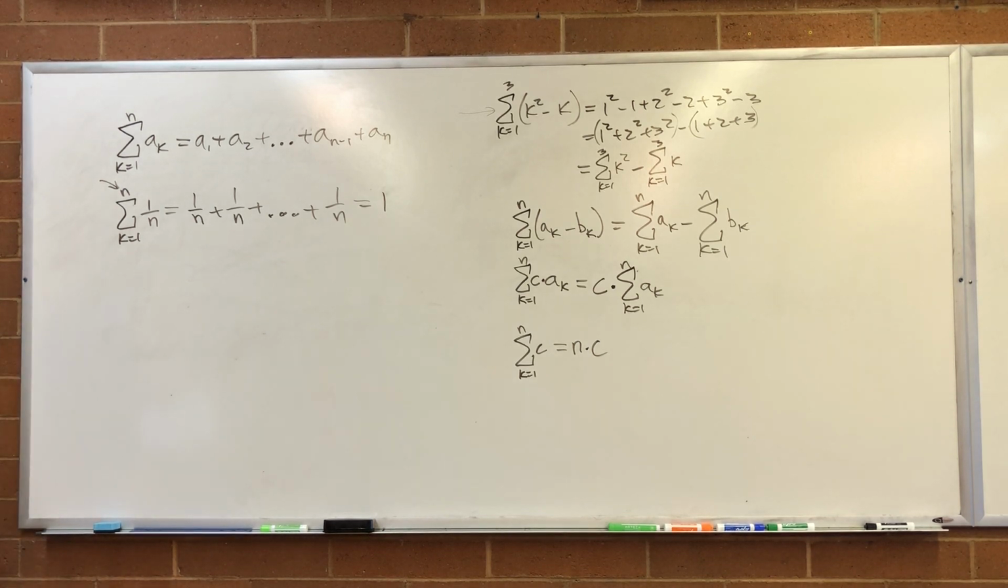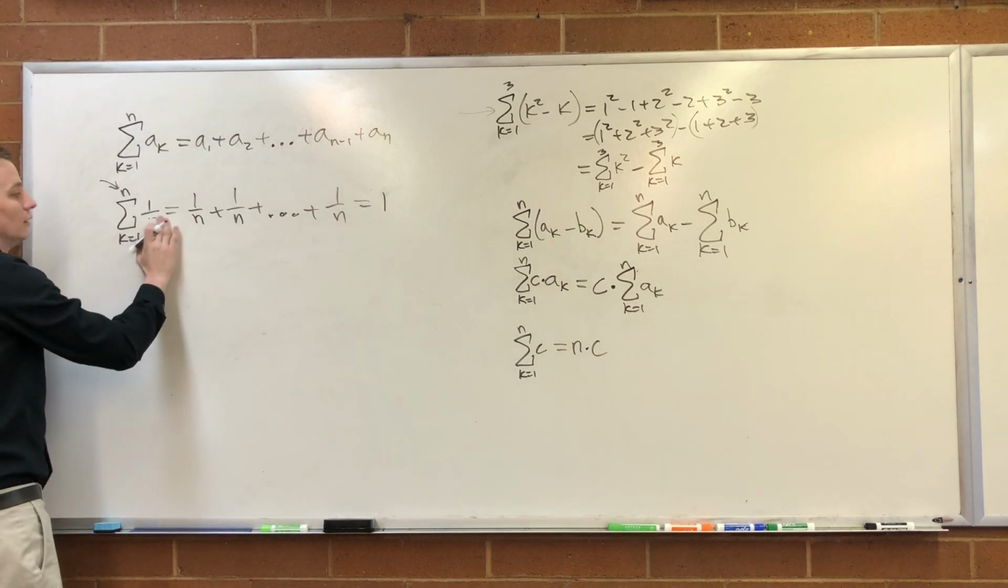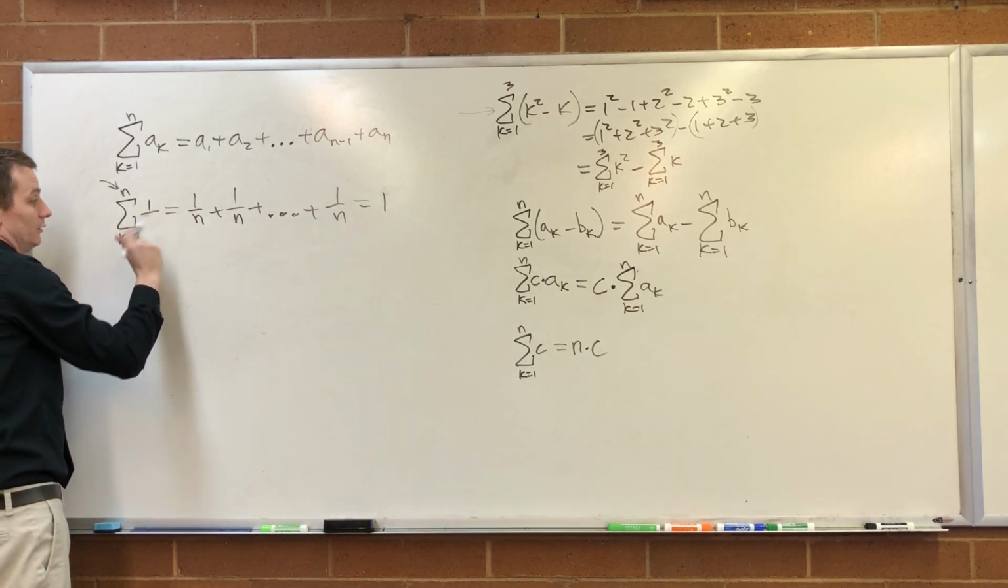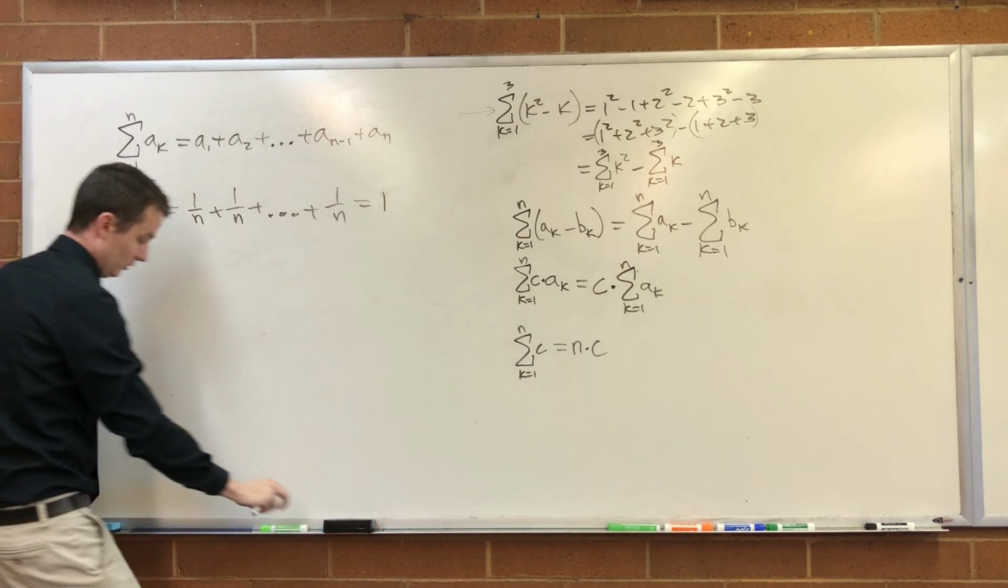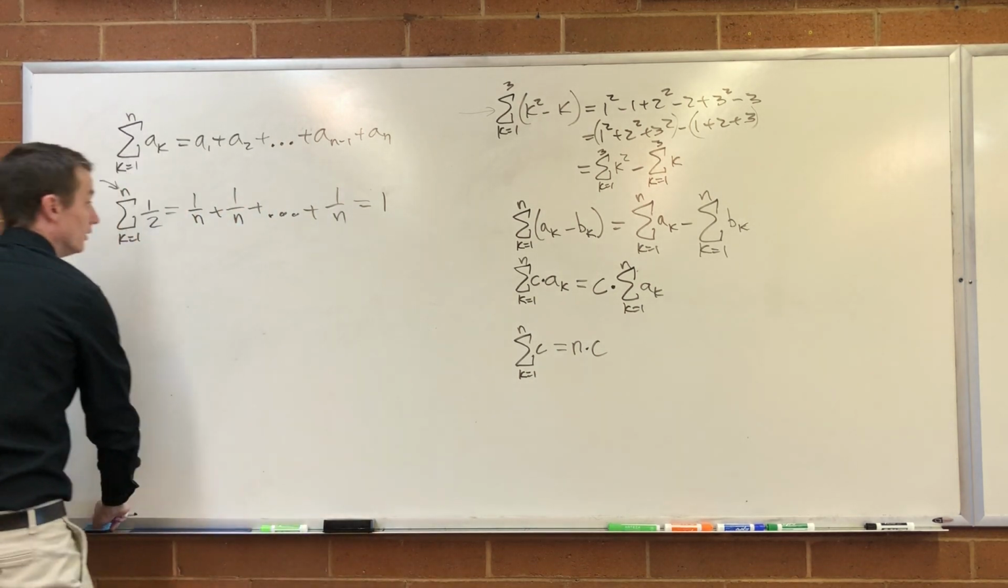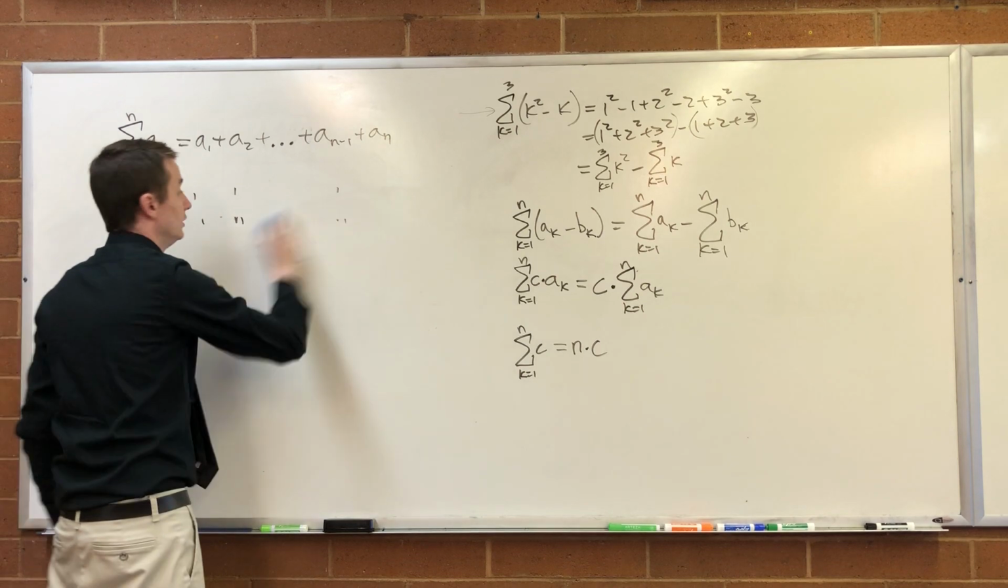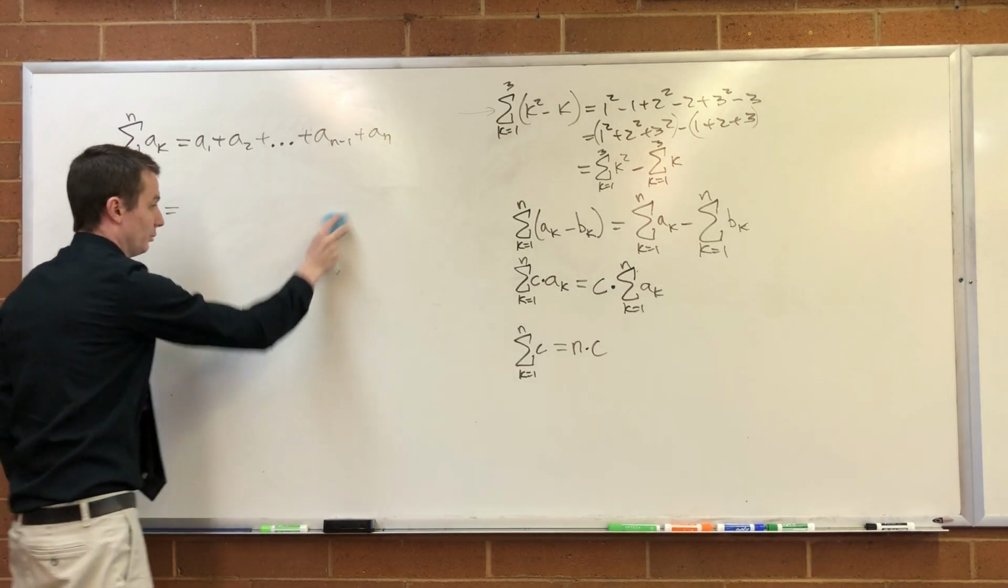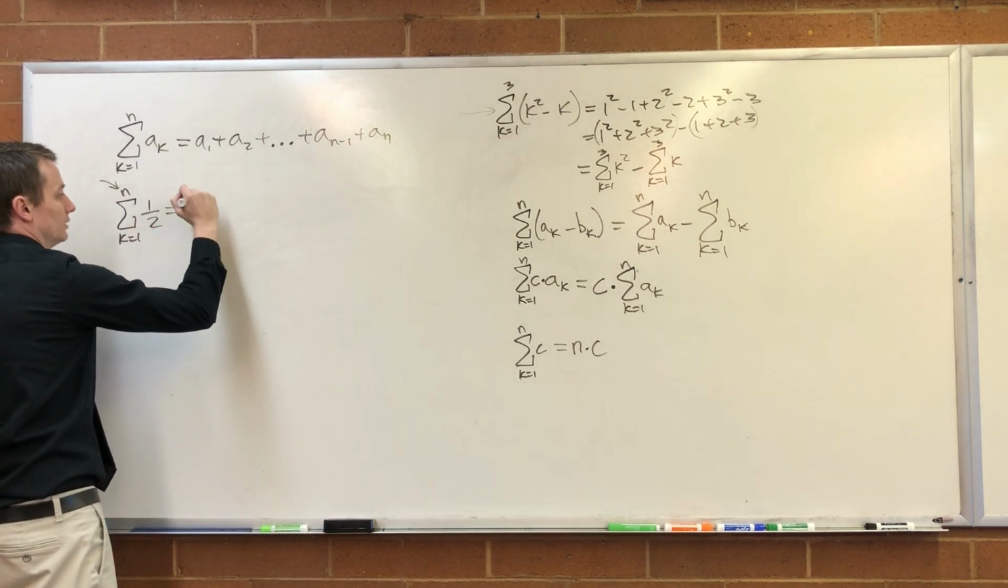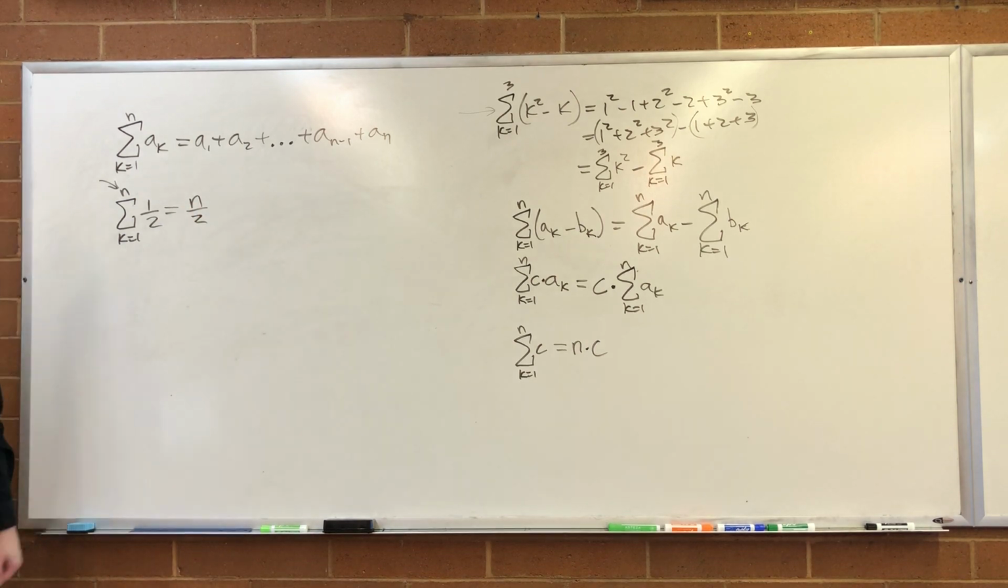What if it's the same thing except 1/2, n times? What does that equal? Is it just n over 2? Yeah, you just have 1/2 plus 1/2 plus 1/2, n times. So it's just n over 2. That's exactly right. Good?